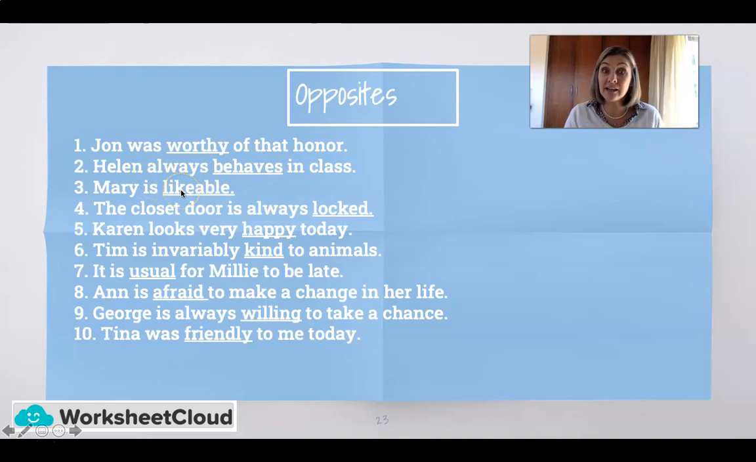Likeable, you can be unlikable, so people don't like you. The door can be locked, or you can unlock it, so it's not locked. Unhappy, not happy. Unkind, not kind. Unusual, not usual, not that we normally see something that's supposed to be happening. Afraid, you can be unafraid, so you're not afraid. You can be unwilling, so you're not willing to help. Or you can be unfriendly, so instead of being friendly, you are being not friendly, unfriendly. So do you see how easy it is to create the opposite using a prefix like un?